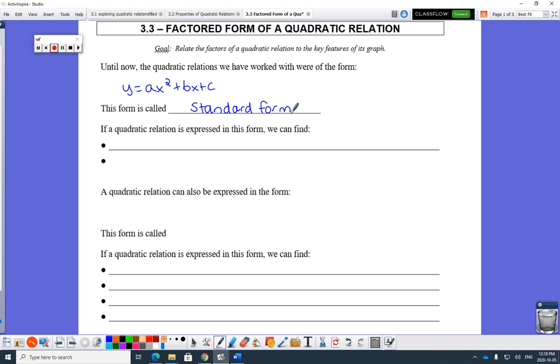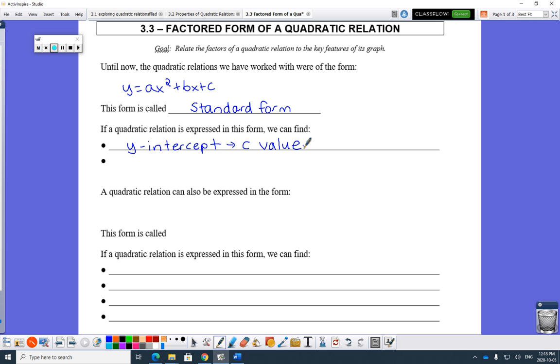Okay, so we can find the y-intercept if the equation's in standard form. All it is is this c value, or the number, the term without an x with it. All those mean the same thing.